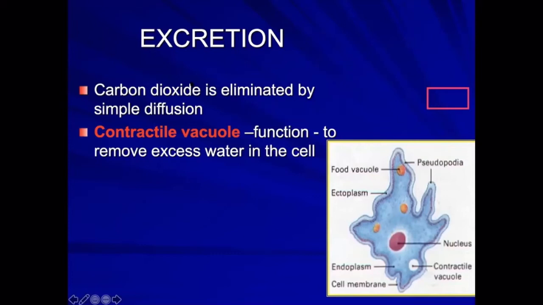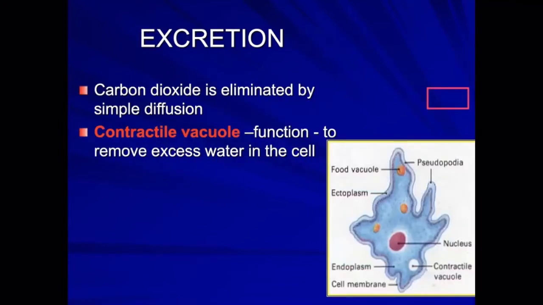And the next one is excretion. Basically, excretion is the process to remove the waste product. The first one is carbon dioxide, because we have learned just now that carbon dioxide can easily diffuse out from amoeba using simple diffusion, just as easy as that. At the same time, the amoeba has a contractile vacuole. So this is what we call the contractile vacuole. The function is to remove excess water in the cell or in the amoeba.